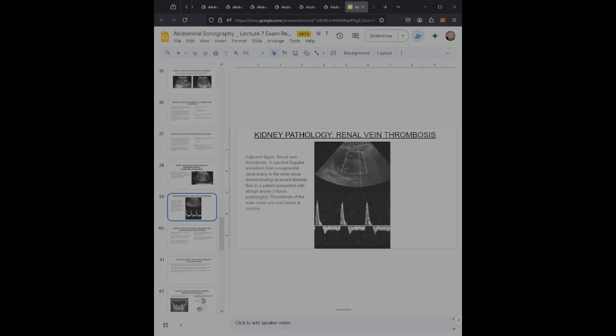We can have renal vein thrombosis. This is a blood clot within the renal vein, and we would see a heterogeneous renal echotexture, an enlarged renal vein, and absent renal vein Doppler signals. The thrombus may or may not be seen. So here we have a spectral Doppler waveform from a segmental renal artery, and it demonstrates reversed diastolic flow. There is your reversed diastolic flow.